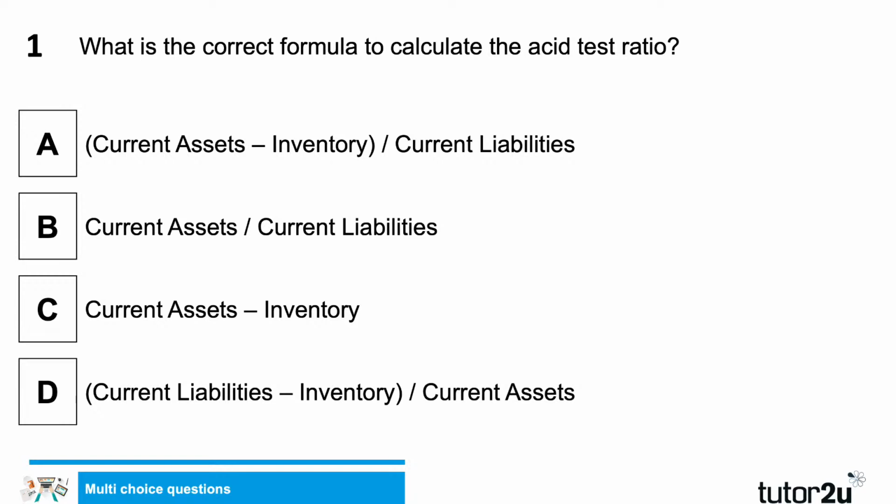So the first one is, what is the correct formula to calculate the asset test ratio? Is it current assets minus inventory divided by current liabilities? That would be A. Is it B, current assets divided by current liabilities? Is it C, current assets minus inventory? Is it D, current liabilities minus inventory divided by current assets? So asset test ratio, a key part of the Edexcel A-Level Business specification. Can you determine which is the correct formula?